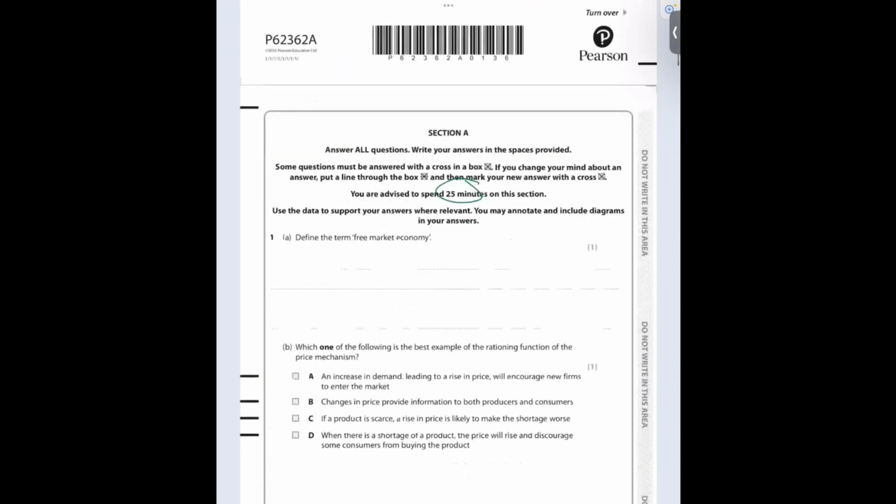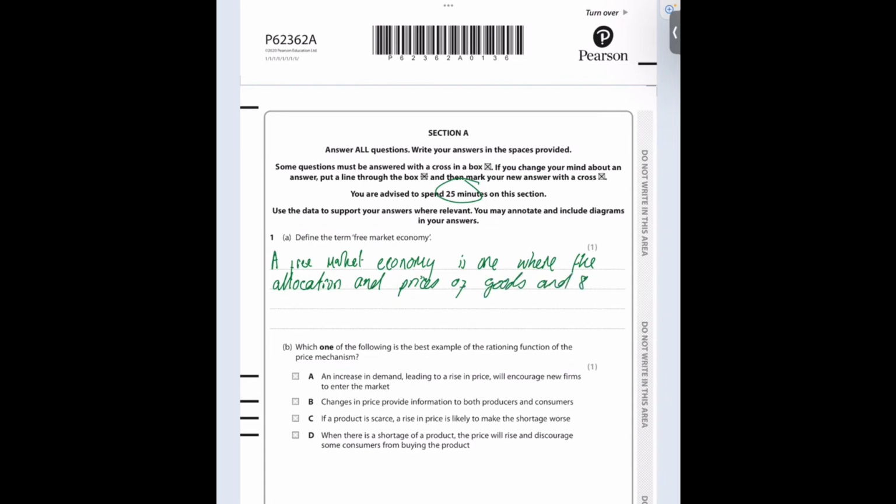So first question, define the term free market economy. Okay, so a free market economy is one where the allocation and prices of goods and services are set by the forces of demand and supply.